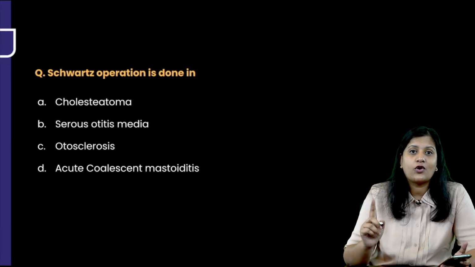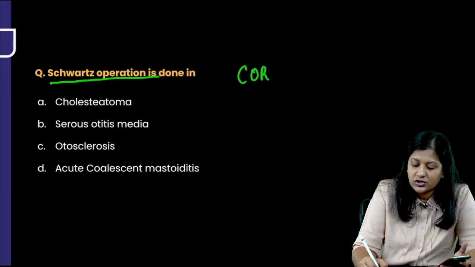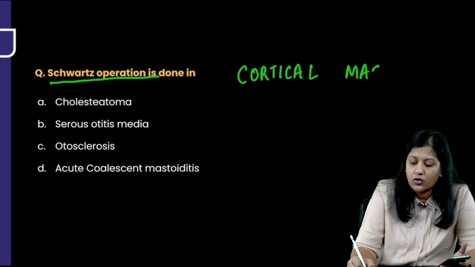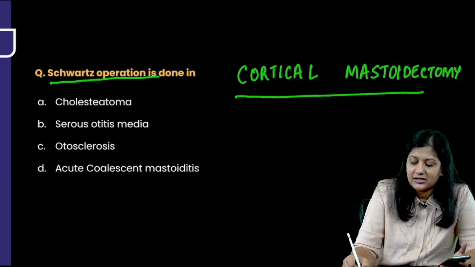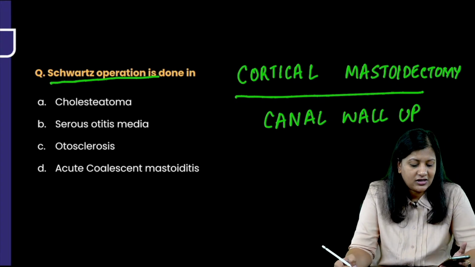So Schwartz operation is nothing but cortical mastoidectomy. Cortical mastoidectomy is also called as canal wall up surgery. So when we say cortical mastoidectomy, it means nothing but canal wall up surgery. So where do you do this cortical mastoidectomy or Schwartz operation or canal wall up surgery?